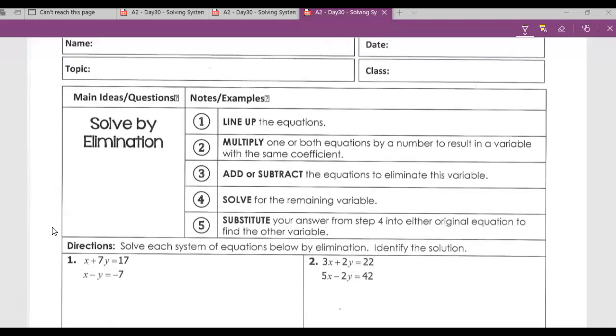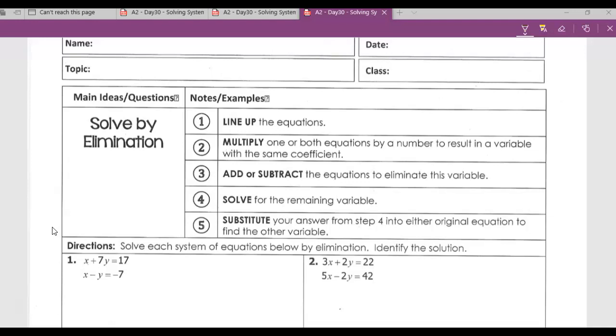So when you have a system of equations, you know you have more than one equation you're dealing with. You want to find out where these two lines, in this case, intersect. And there are different ways to do it. We did graphing, we did substitution. The final method we're going to learn is elimination.